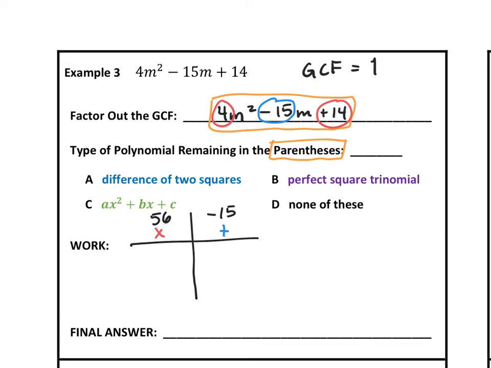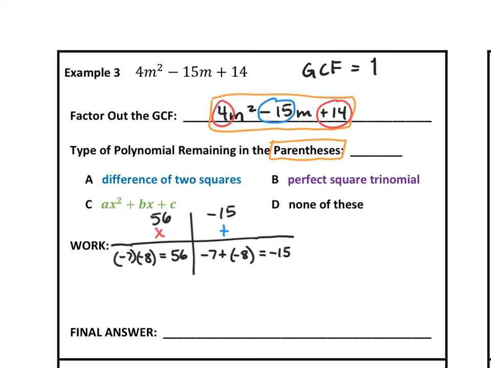And so you should think of negative 7 and negative 8 give me positive 56, and negative 7 plus negative 8 is negative 15. Just extend these lines here. Okay, so then I got that answer.